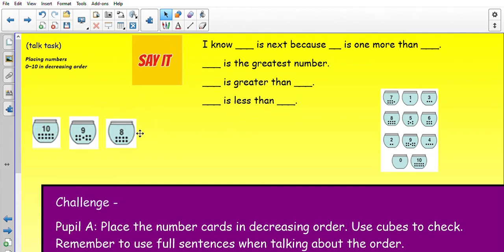Well done. So when you get your cards, you can cut them out and see if you can put them in order, in decreasing order from 10 to 0, and then see if you can use our stem sentences to tell us all about the numbers. It also says here that you might like to use some cubes to check, to make sure that 9 is smaller than 10. So you'll be able to lay your cubes out or build little towers to check. So you might like to have a go at that as well.